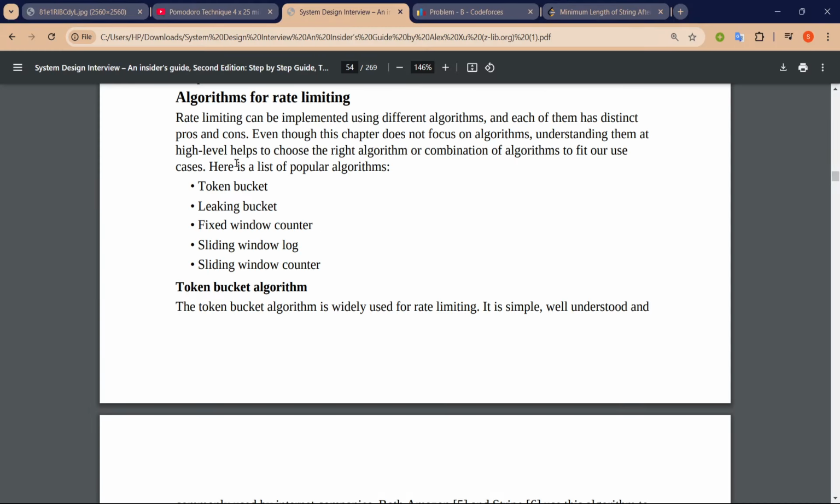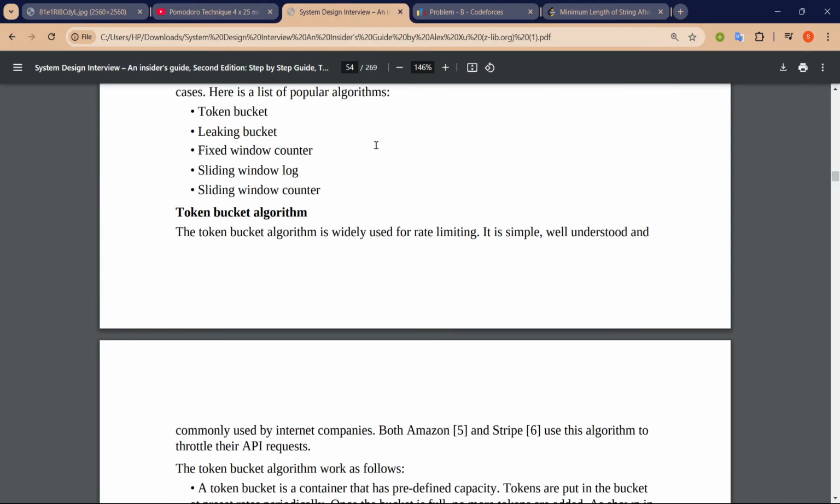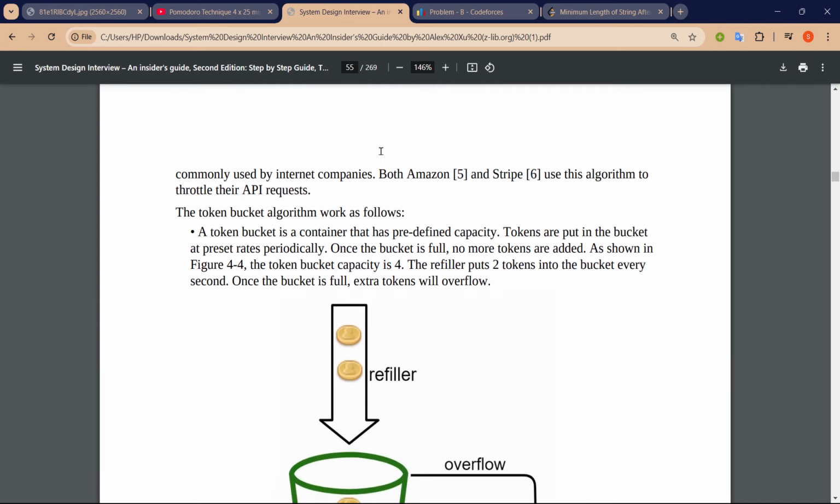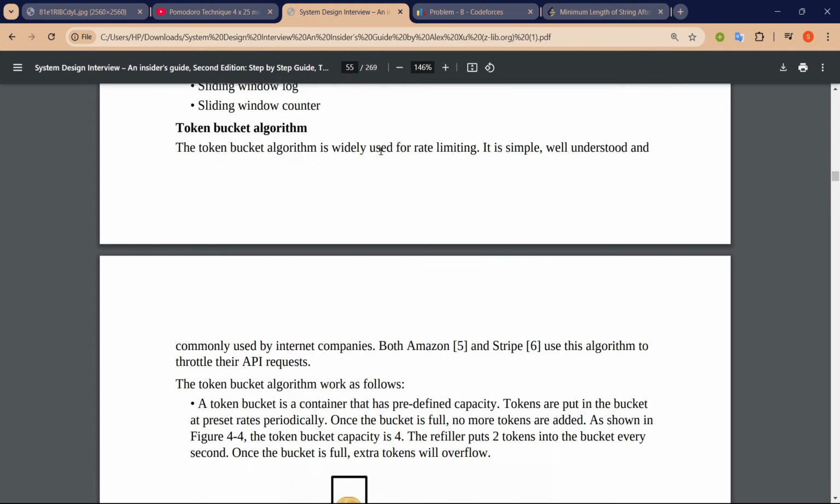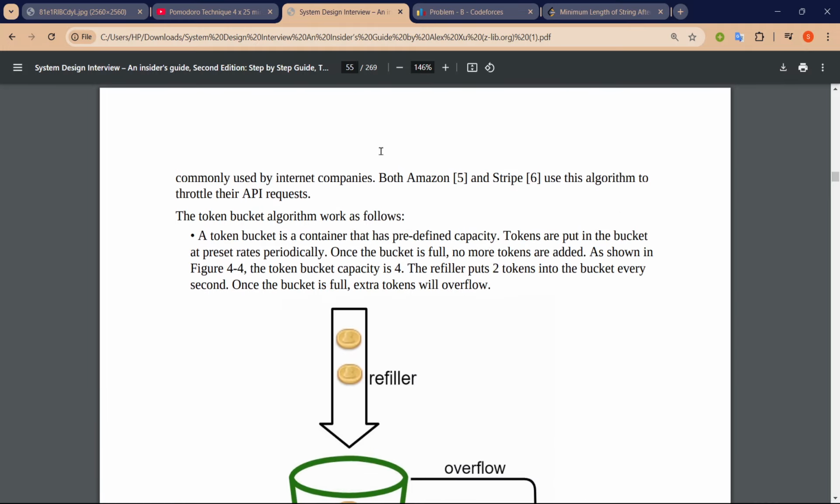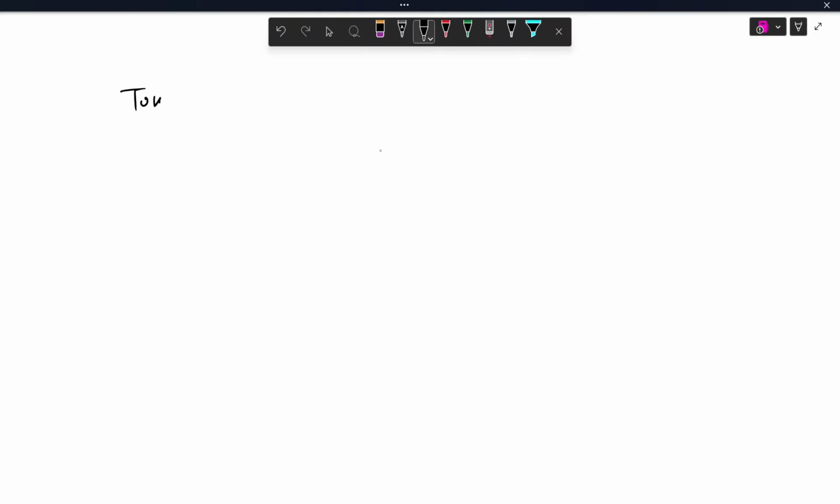So first is the token bucket algorithm. The token bucket algorithm is widely used for rate limiting. It is simple, well understood, and commonly used by internet companies. Both Amazon and Stripe use this algorithm to throttle their API requests. So, let's read about the token bucket algorithm.